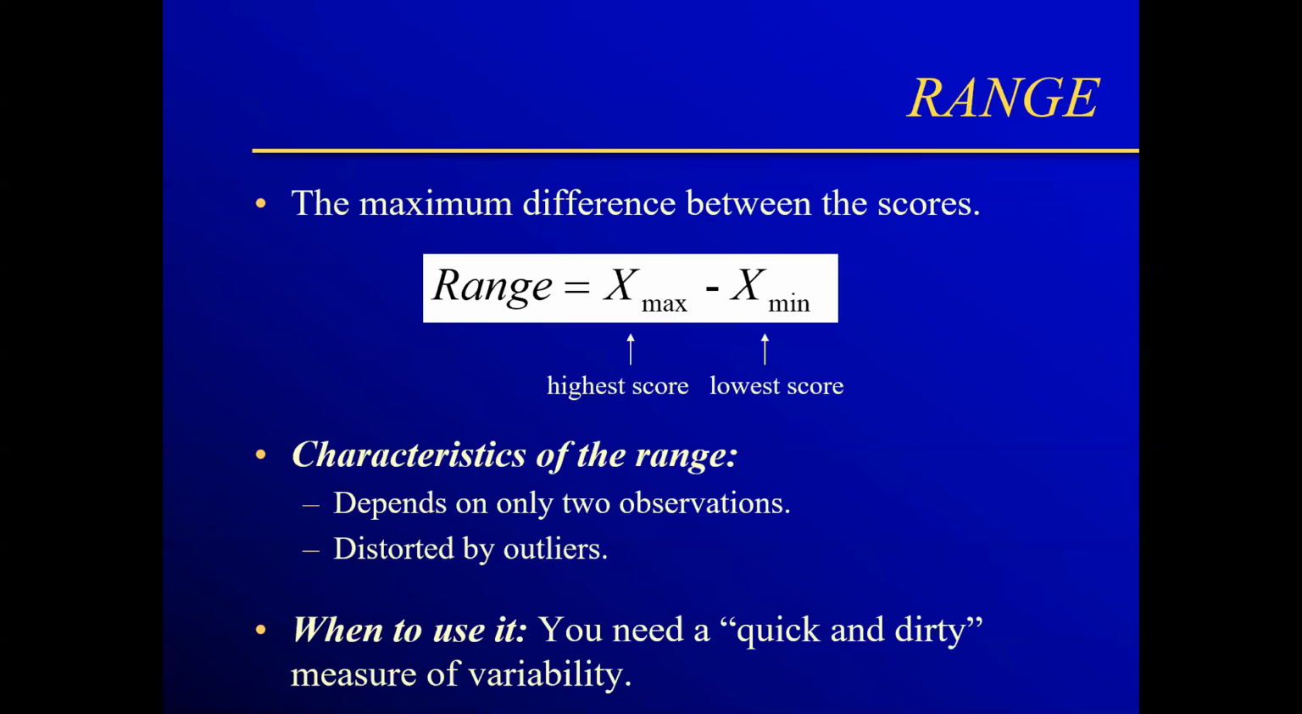So when do you use range? When you need a quick and dirty measure of variability. In the real world, you report range, maybe in your methods section, you say, oh, scores ranged this and this. No one really looks at your range and says, oh, I can really understand your data. But it is a quick and dirty way, as a measure of variability, to see how far apart your high scores and your low scores are. It gives you an idea of the distribution.